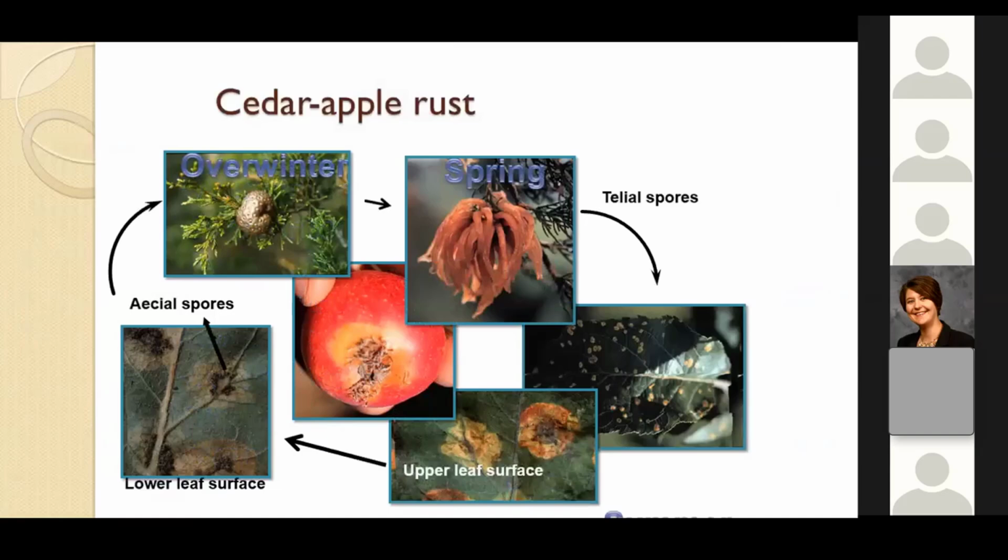Here is, again quickly, the life cycle of cedar apple rust. It overwinters as these galls on the junipers or on the cedar trees. In the spring, those telial horns start to come out. When you're seeing those telial horns start to come out on the junipers, that's a sign that if you do want to do a fungicidal spray for your apples, now's the time to do it, as the spores will blow from the junipers or cedars onto your apple trees.